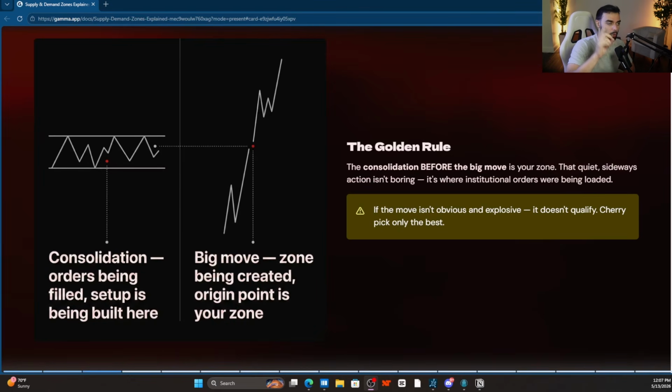Now, the quiet side's action isn't boring. Most people avoid even participating in this. It's where institutional orders are being loaded. You'll usually see a lot of volume and a lot of one-sided orders being filled because this is where people are positioning themselves before a big move.